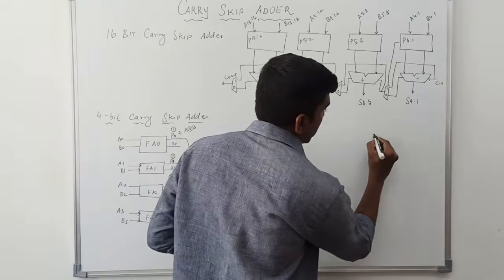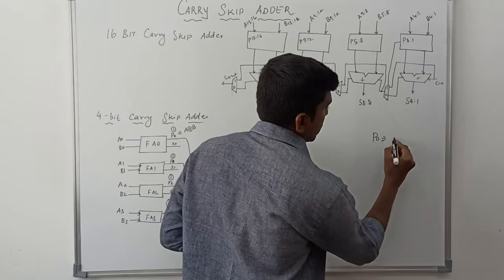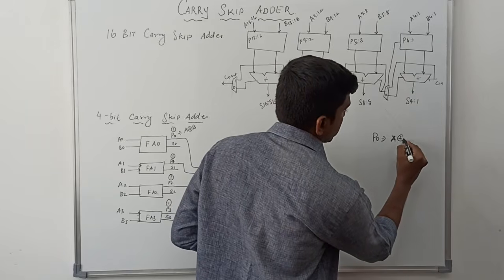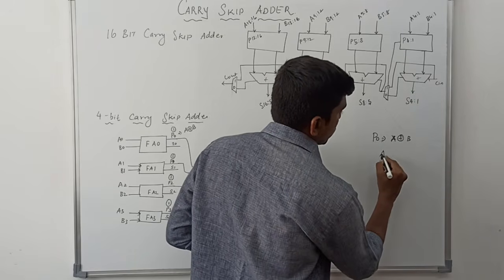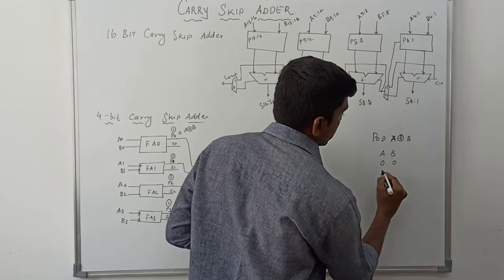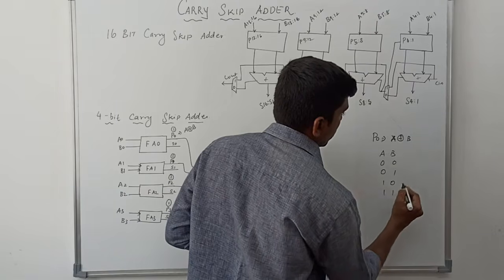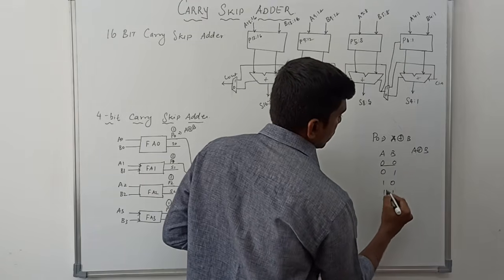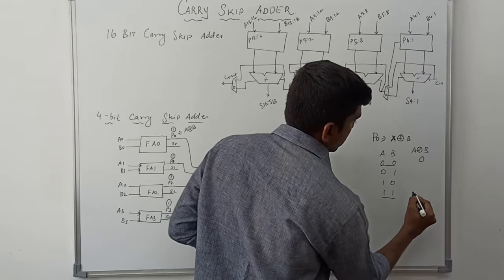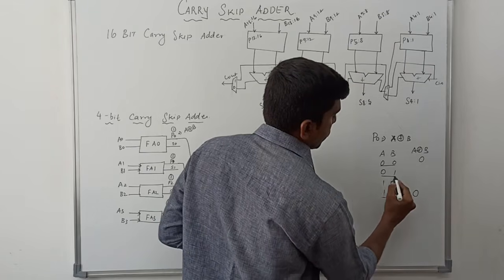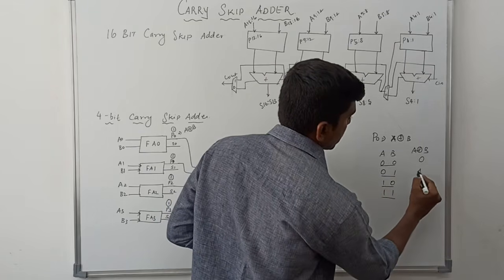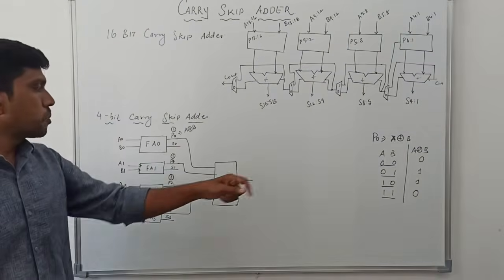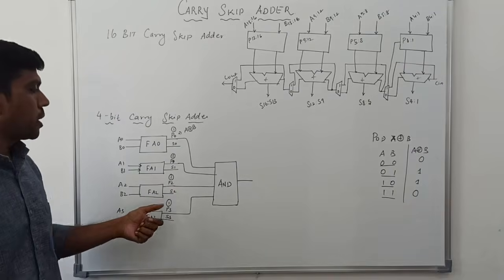So as I already told, the propagate equivalent operation is A XOR B. I just write the truth table: AB is 00, 01, 10, 11. The corresponding output is A XOR B. When both the values are the same, the output is 0. If there is a difference between these two values, the result is 1. Using this property, we find the propagate values.